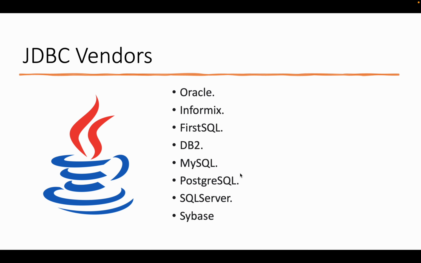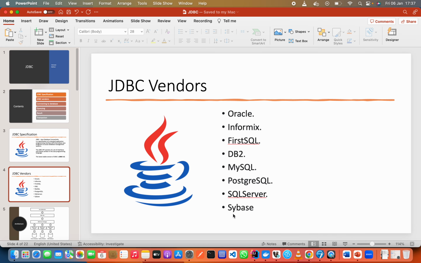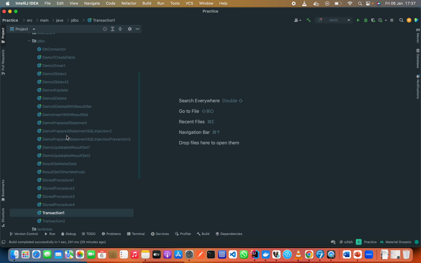So we have Oracle, we have Informix, we have DB2, MySQL, PostgreSQL, SQL Server from Microsoft, we have Sybase. So these are what we call the vendors that give us the implementation of the JDBC specification.